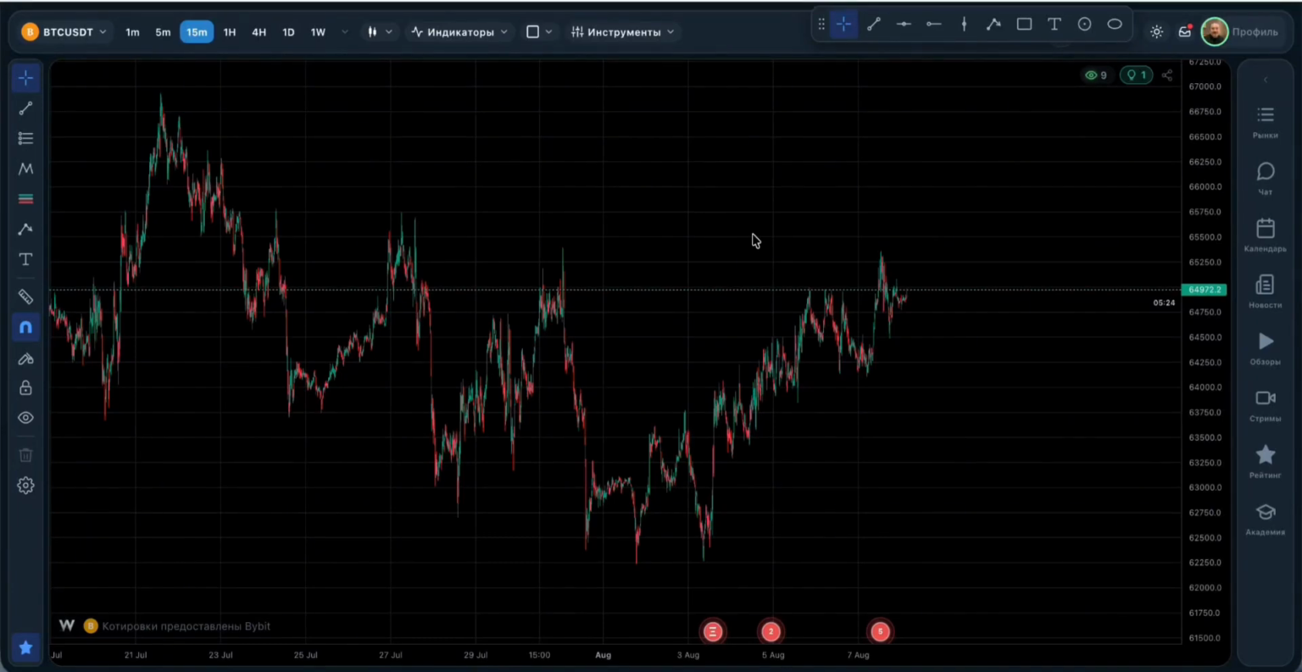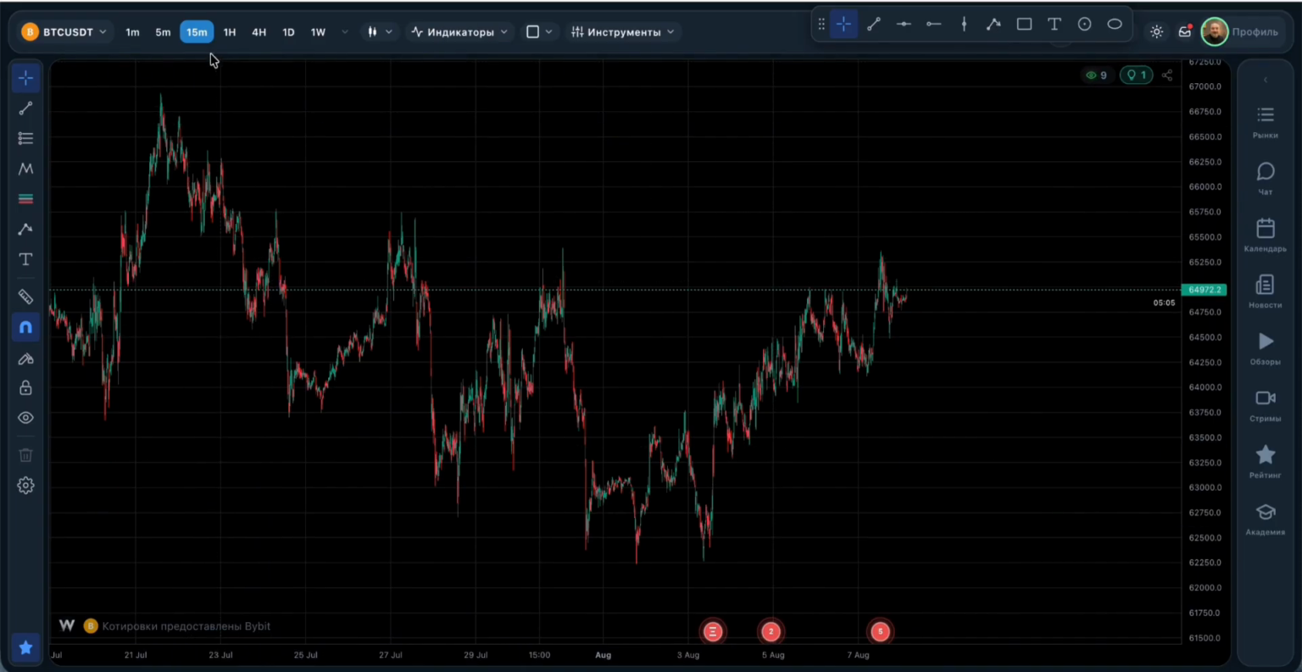Bitcoin. Morning of August 8th, Saturday. So let's figure out what might happen, not what has already happened. Based on what has happened, we will look at what will happen. So look, we need to divide the chart into two movements: the previous one, in this case downward, and the current upward one.